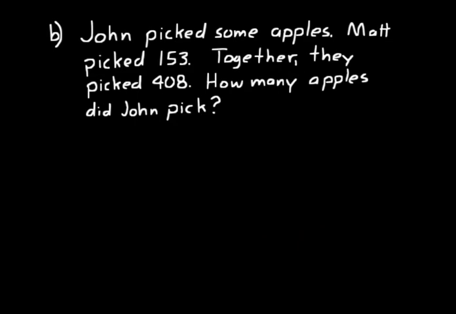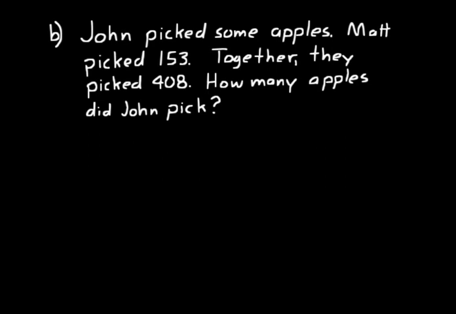Look at practice problem B. John picked some apples. Matt picked 153. Together they picked 408. How many apples did John pick? So think about the question here. How many apples did John pick? That's what we're trying to figure out. So that means that's our unknown value. In these problems, there's always going to be some unknown that you're trying to figure out.